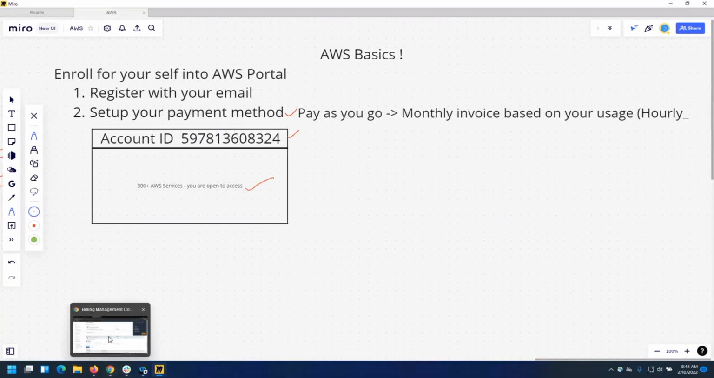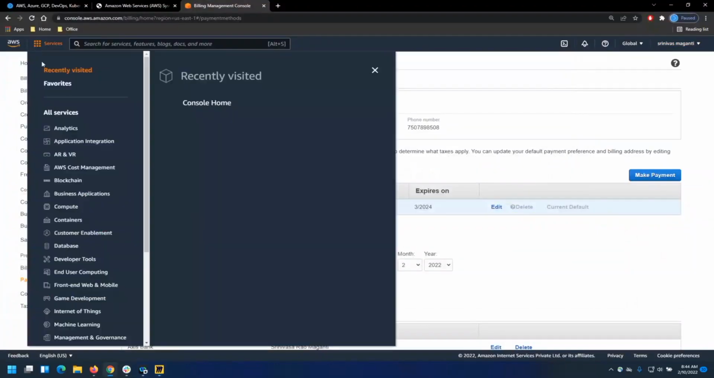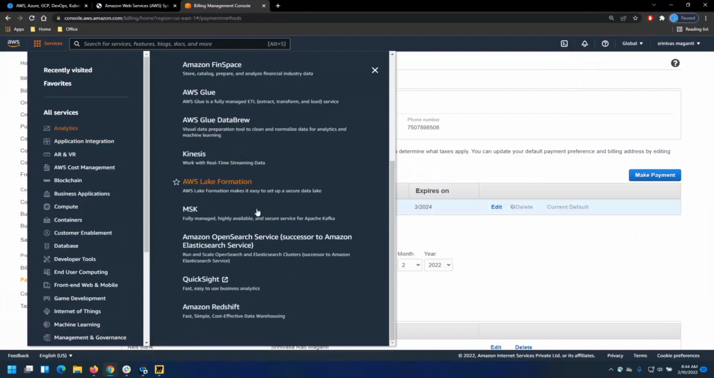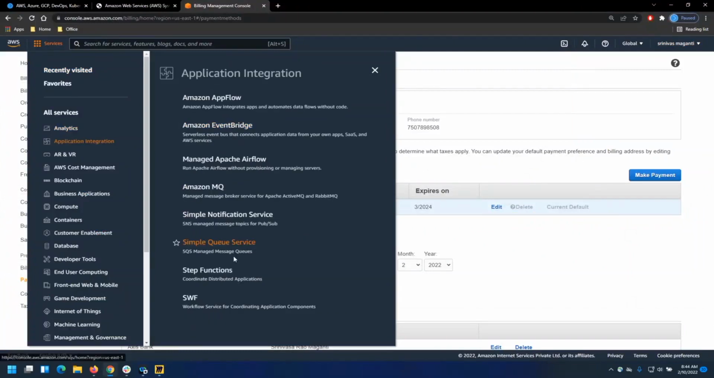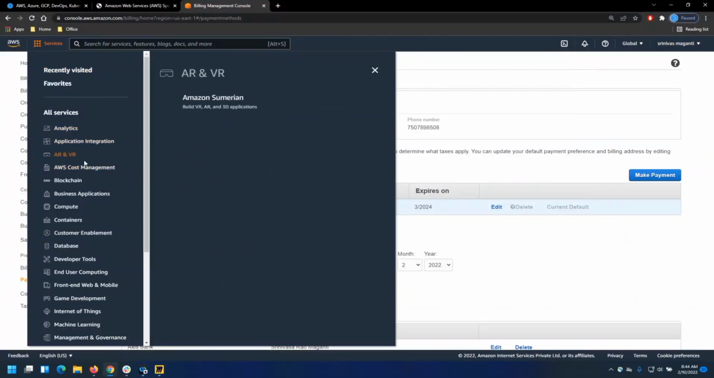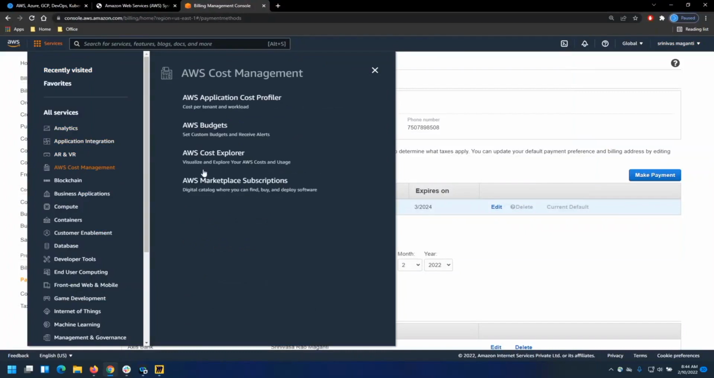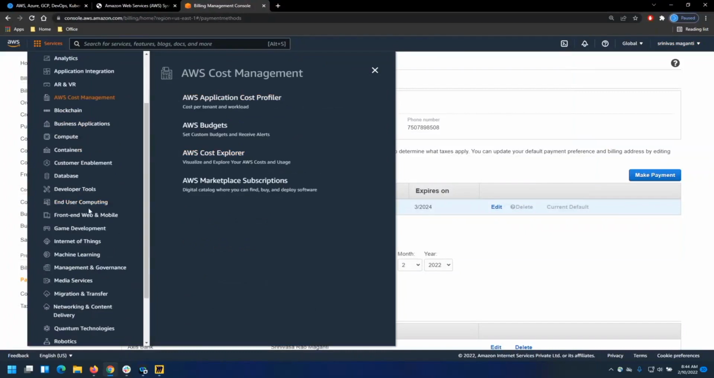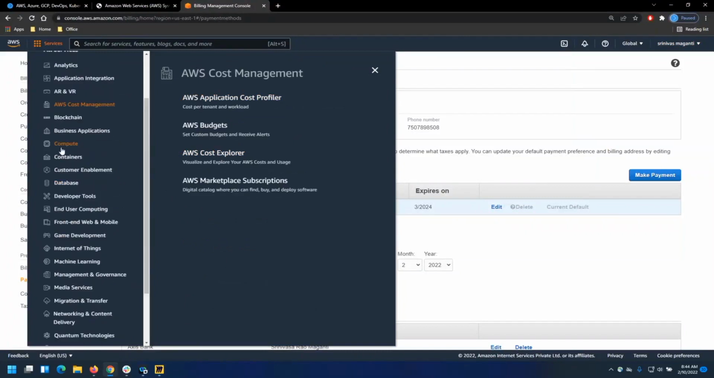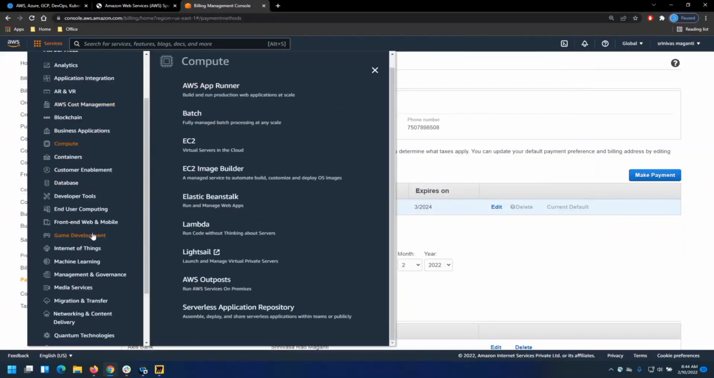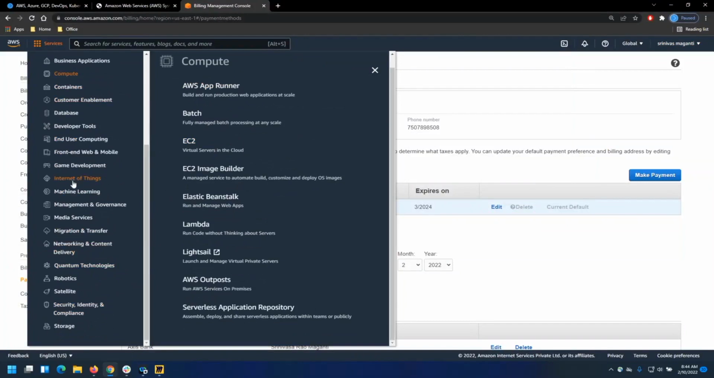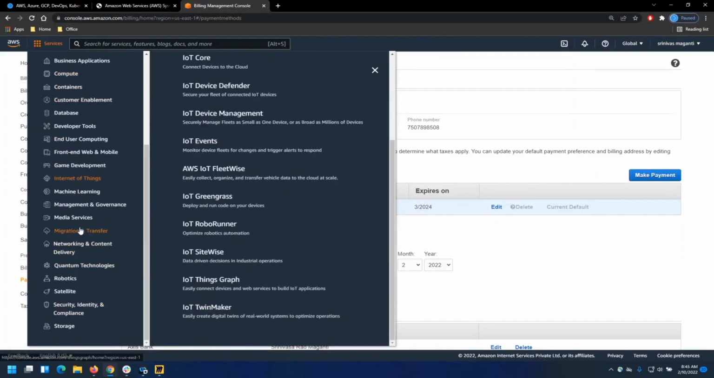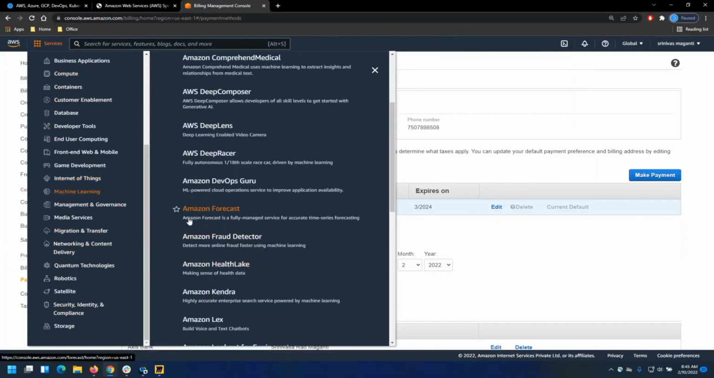Now let me go back. Under services, you have analytics, application integration, AR, audio and visual, cost management, and similarly compute and so on. You have a lot of these services, and you will be able to access everything.